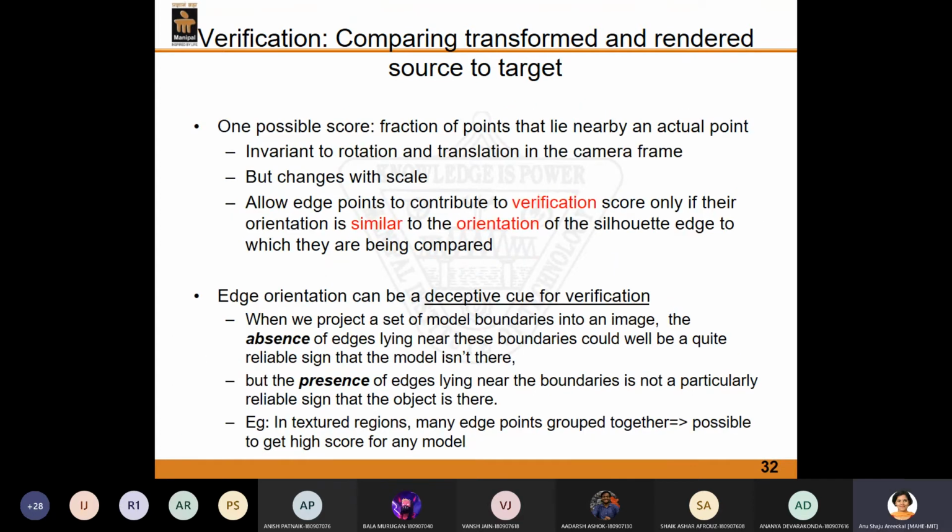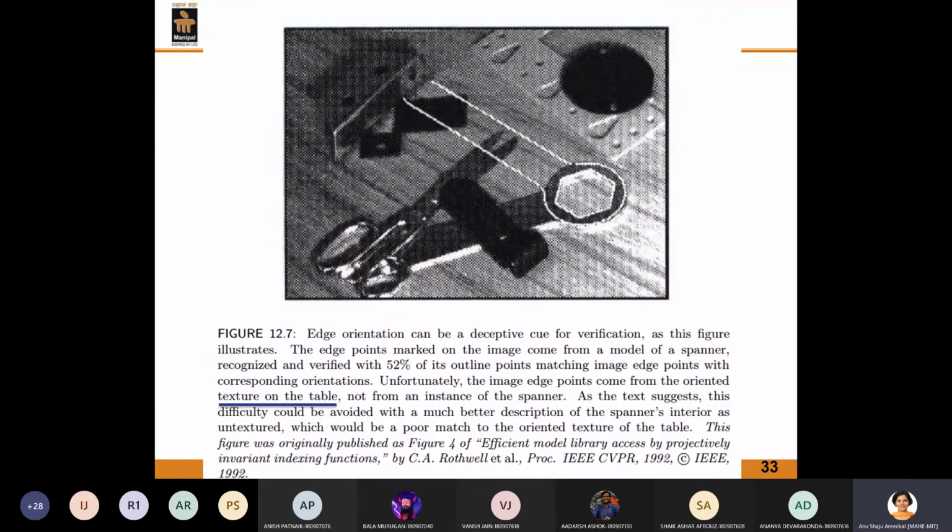But in this approach, you have certain limitations. If you look at this particular figure, this is the 2D object, the 2D image that you have, and you were trying to superimpose or overlay the transformed source object on this. Now we know that this particular spanner is present over here, but the algorithm has calculated it like this over here.